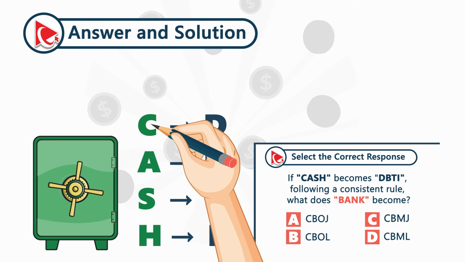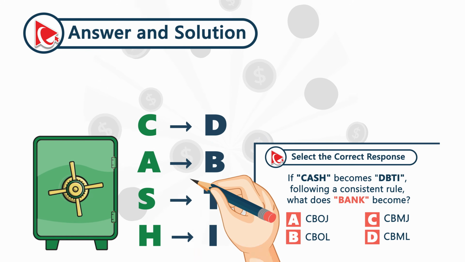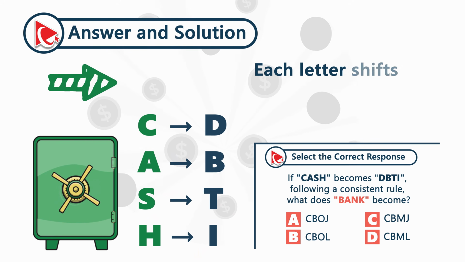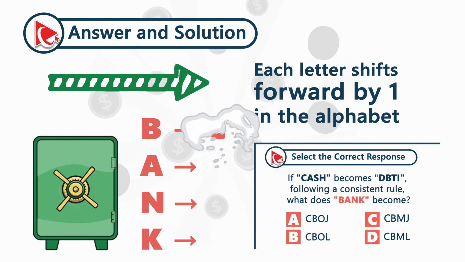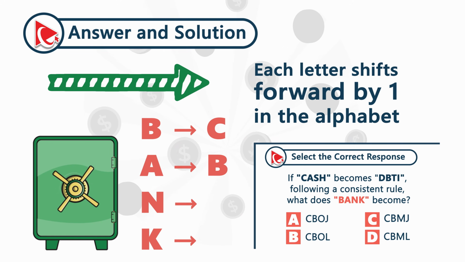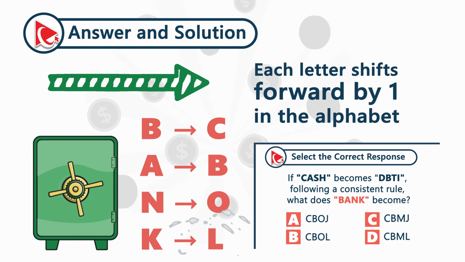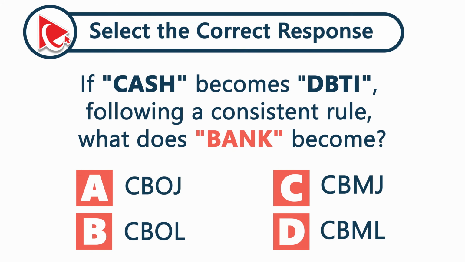If the word cash, CASH, becomes DBTI, every letter shifts forward by one. Same game applies to bank. B becomes C, A becomes B, N becomes O, and K becomes L. This gives us the word CBOL, and the correct answer here is choice B, CBOL.